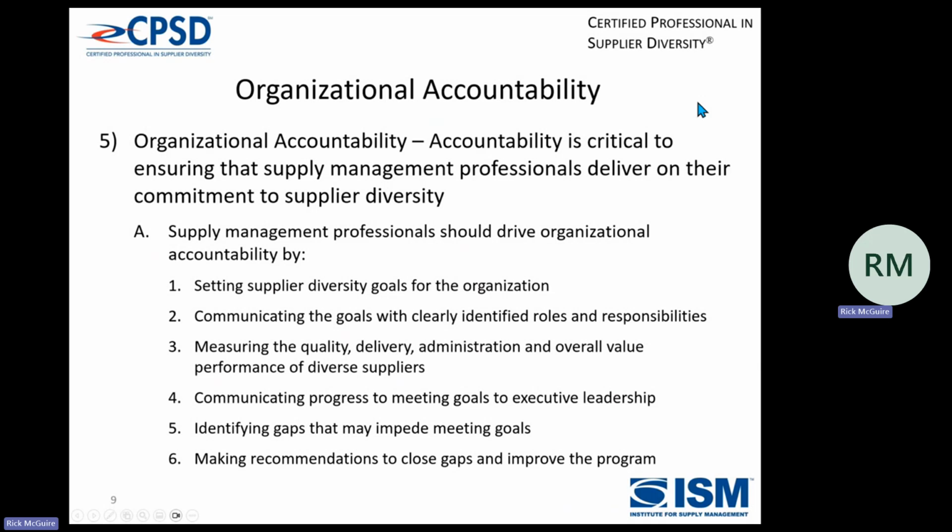Organizational accountability. Accountability is critical to ensuring that supply management professionals deliver on their commitment to supplier diversity. Supply management professionals should drive organizational accountability by doing the following: setting supplier diversity goals for the organization, communicating the goals with clearly identified roles and responsibilities, measuring the quality, delivery, administration, and overall value performance of the diverse suppliers, communicating progress toward meeting goals to executive leadership, identifying gaps, and making recommendations to close those gaps and improve the program.